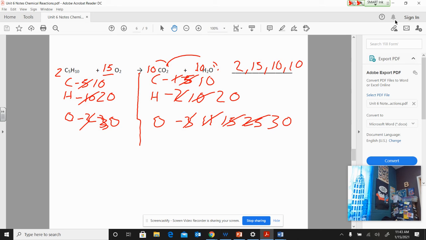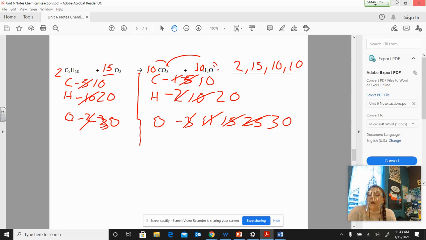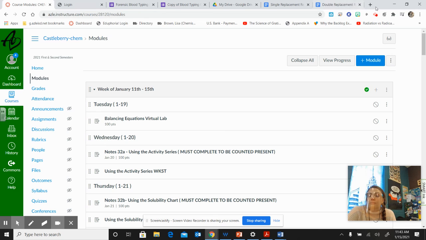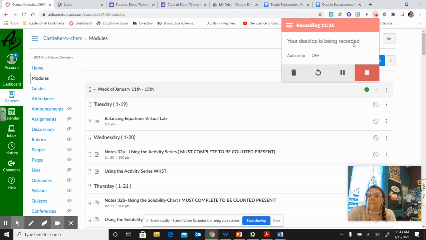So that was like the biggest number you've seen. Most of our other reactions will balance with much smaller numbers. Combustions, however, can get bigger, okay? So you're seeing that process of how to balance a combustion reaction. And we're done with our balancing notes now.